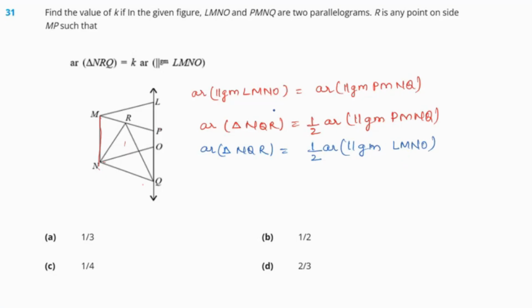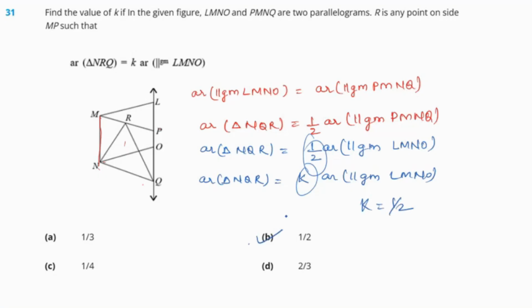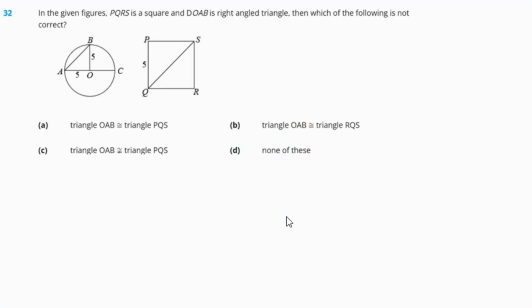So if we are going to define this, we already know that the area of triangle NQR equals K times the area of parallelogram LMNO. That is given to us over here. Now this K can replace this what? Half. So the value of K needs to be half. So option B needs to be the correct answer for this.